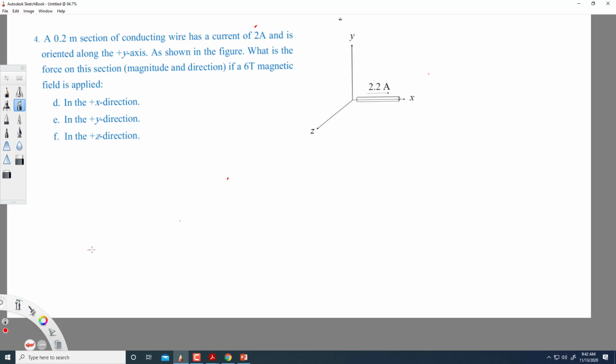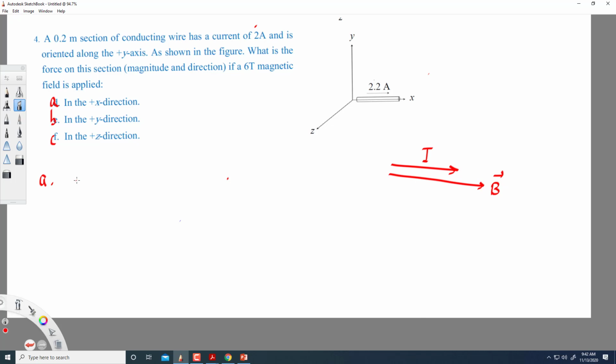What is the force on the section of the wire if the magnetic field is 6 Tesla in all these different directions? So we need to do the problem for the magnetic field at different directions, for A, B, and C. For A, the magnetic field is along positive x direction. That's the direction of magnetic field, and that's the direction of current also.